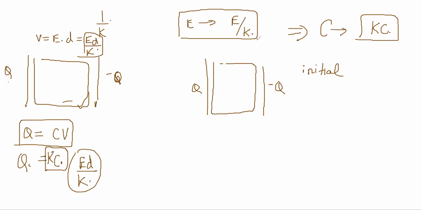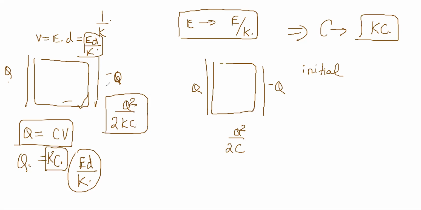So after that, you keep using the same formulas you've learned, like energy Q square by 2C and so on. Initial energy was Q square by 2C. Final energy here, Q is same, so Q square by 2KC, right? Here Q is constant because it is isolated.